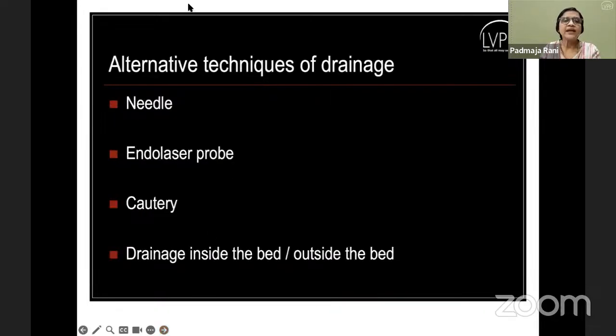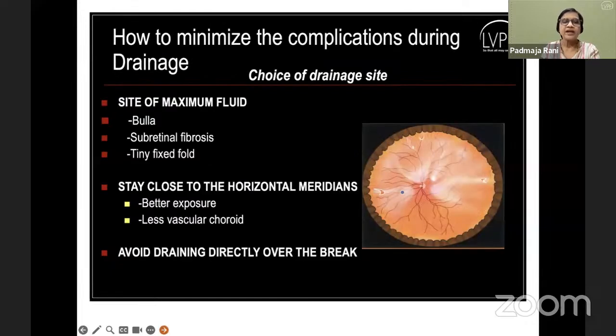So the needle drainage can be done with a needle, an endolaser probe, or cautery. Drainage can be inside or outside. As I said, the site of the maximum fluid, like a bulla or a subretinal fibrosis or a tiny fixed fluid, those are the good places to drain.